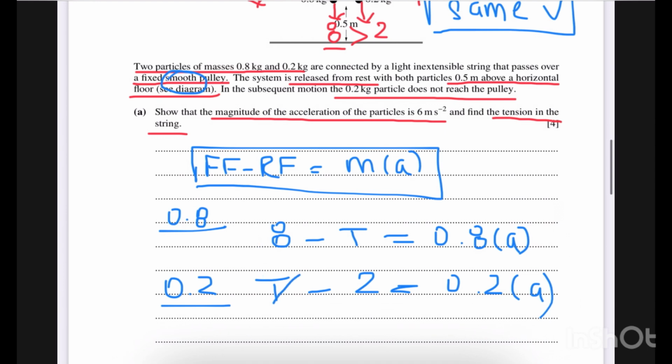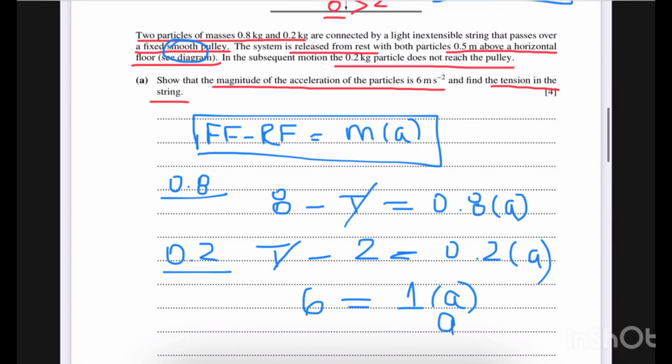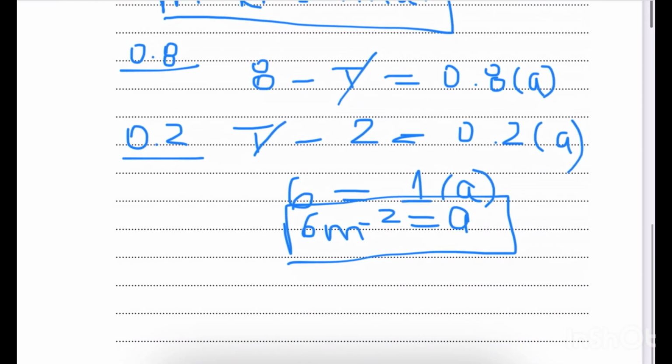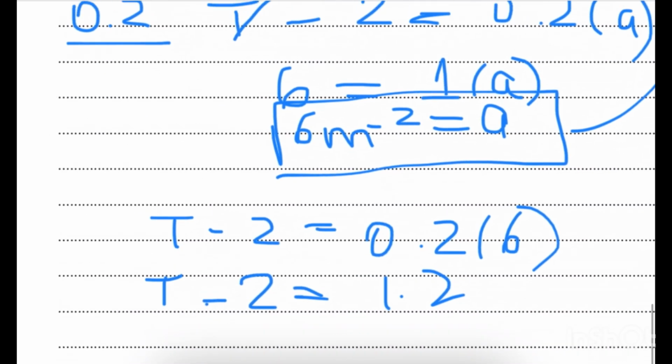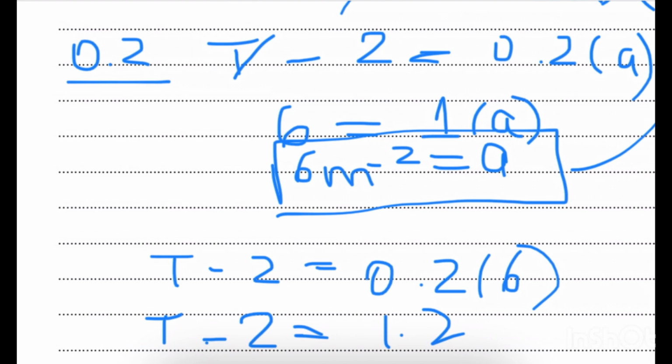So plus T and minus T cancel out. 8 minus 2 will be 6, and 0.2 and 0.8 add up to 1a. So that proves that acceleration is equal to 6 meters per second squared. And then for the tension, we can just substitute this value of a back into any of these two equations. We'll use the second one. So T minus 2 equals 0.2 times 6. So that means T minus 2 is equal to 1.2, making the tension equal to 3.2 newtons.